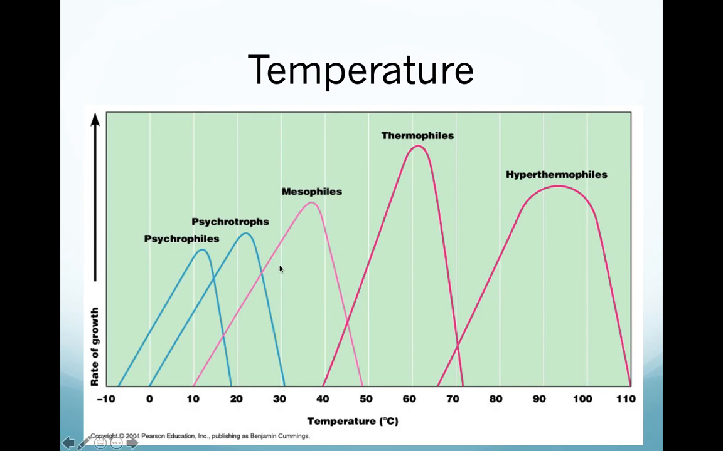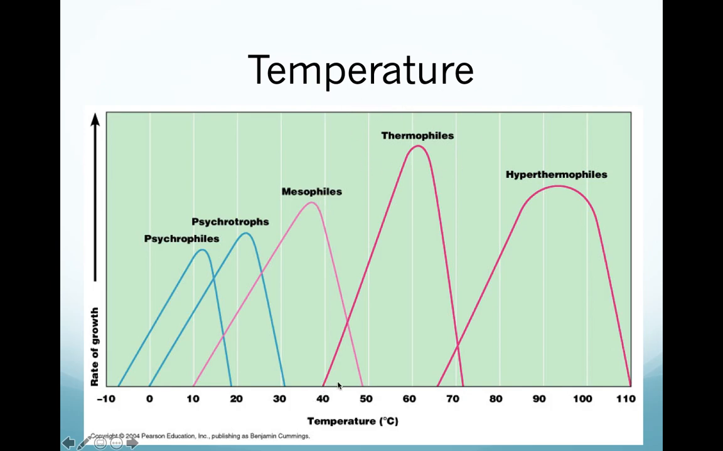The farther you get away from the optimum growth temperature on this side, the slower they grow. Same over here. The farther you get away from the middle, the slower they grow. The closer you get towards the middle, the faster the organisms grow. Makes fairly easy sense on that one.